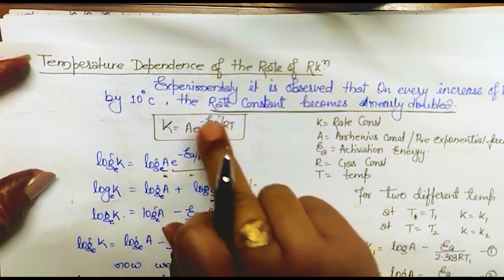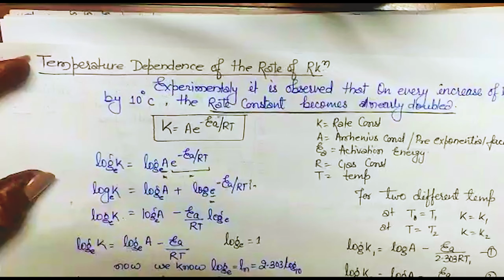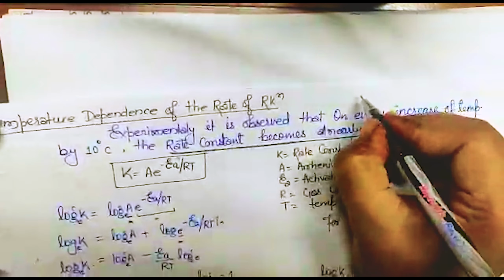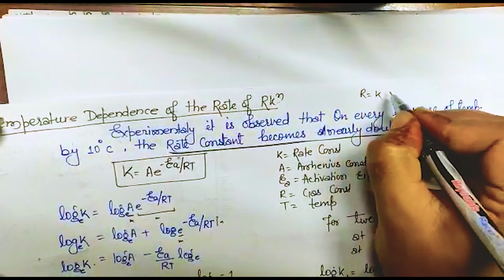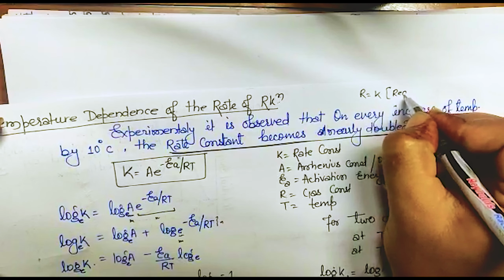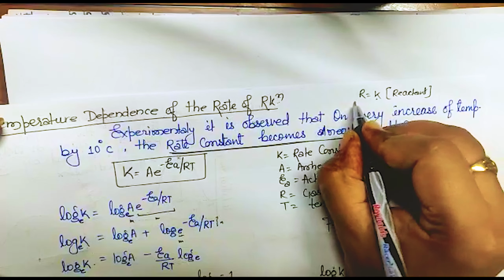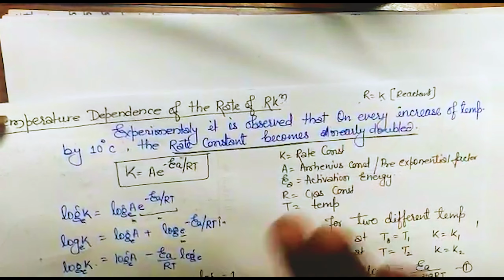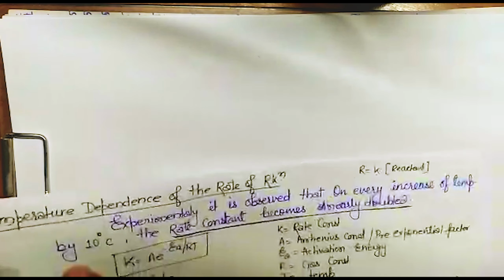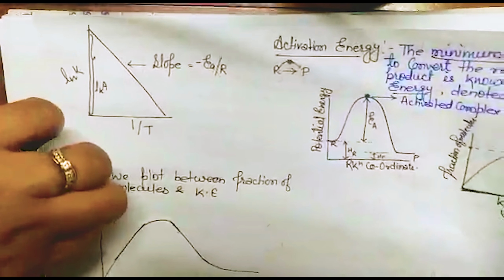Okay, so if rate constant becomes double, obviously rate of reaction will be double. Why? Because we know that rate is equal to k times any reactant concentration. So if rate constant is increasing, rate of reaction will also increase, isn't it? So how it increases and why it increases, let me explain you with the help of a graph.